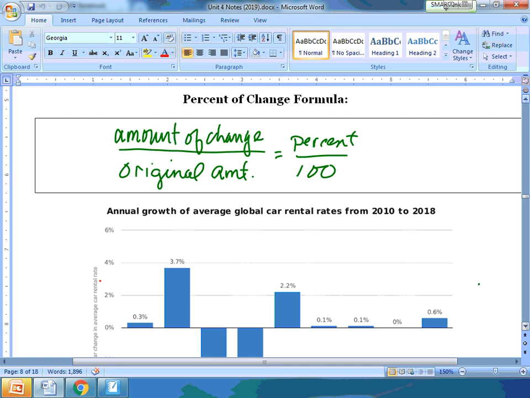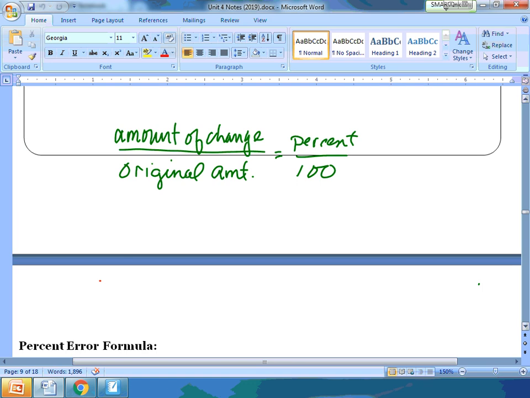Okay? So the diagram below is just an example. Businesses use this all the time, year to year. How much did sales increase or decrease? You can look at it graphically here. They're talking about the average growth of global car rental sales from 2010 to 2018. If you look at the first data here in 2010, since it's above the 0% line, that shows it had a 0.3% increase. Not much, but still an increase. The second year, 3.7%. Comparatively, that's pretty drastic. You think, oh wow, that's way more growth. But then as you start to scan a little bit farther here, not that far.